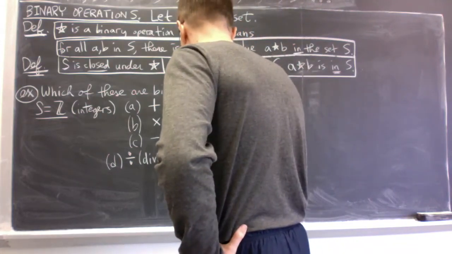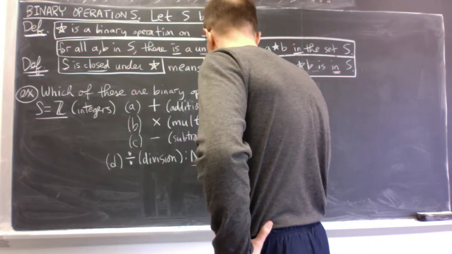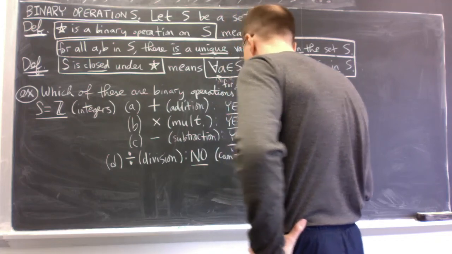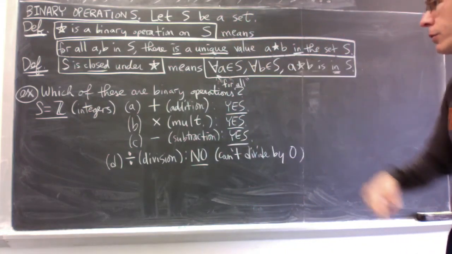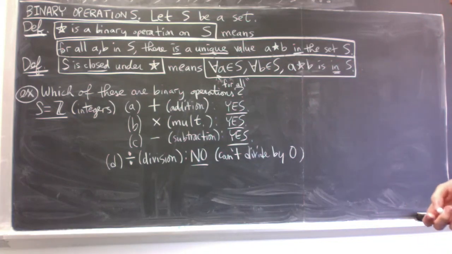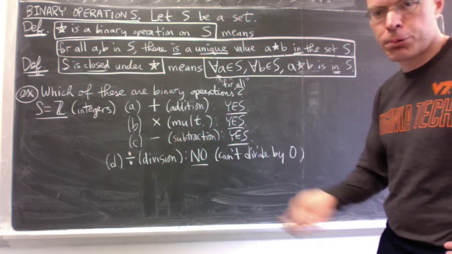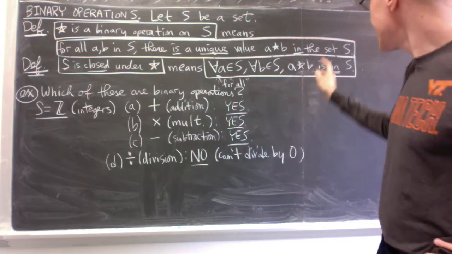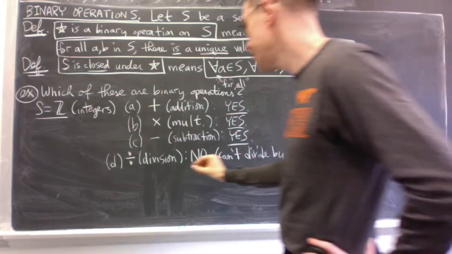So therefore, this is not a binary operation on this set because of 0. And there's actually a second reason, coming back to this closure idea, which is that even without worrying about 0, if you had, say, 2 and 5, those are integers, but if you try to do 2 divided by 5, which is like 0.4, that's not an integer. It's not in the set. Okay?